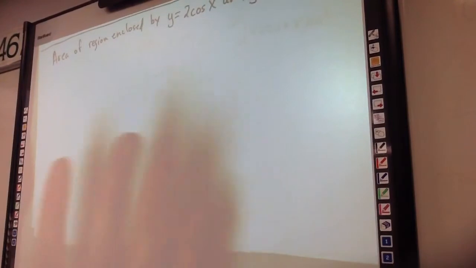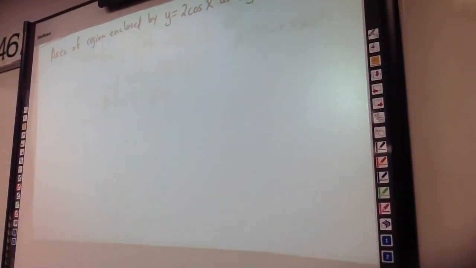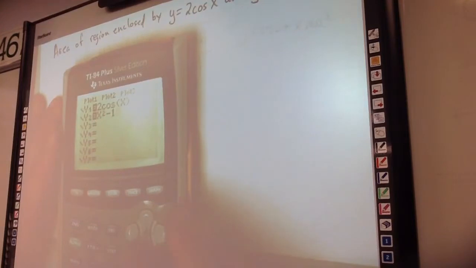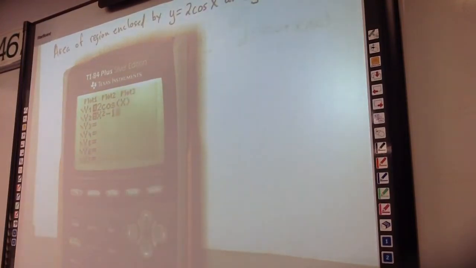Area of this region. Since we're using our calculator, we want to find where they intersect first, right? So I'm going to graph both: 2 cos of x and x squared minus 1. Now here's the key thing. Well, okay, I guess I can throw my graph up there.